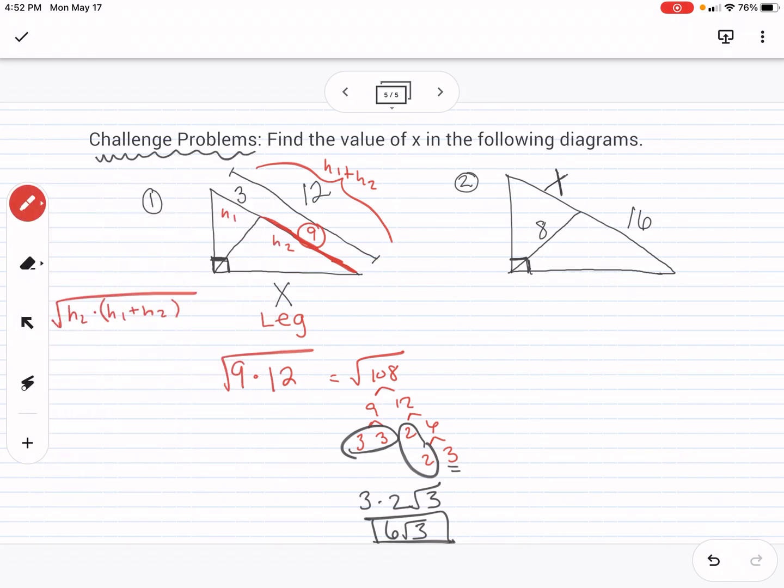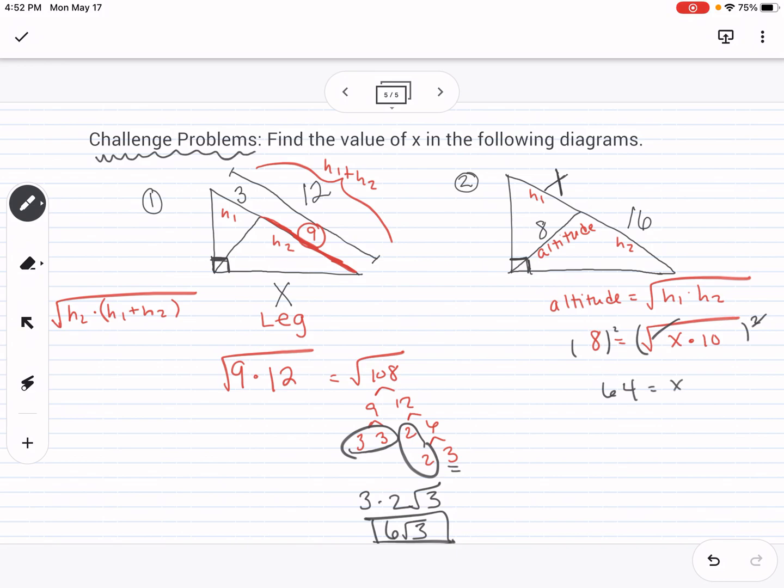On this next one, they actually gave us the altitude. And they want us to find one of the segments of the hypotenuse. So here we're going to work backwards. So the altitude is equal to h1 times h2 square rooted. We know the altitude's h. We don't know h1. We have x. And h2 is 10. So here we're actually solving for x. The opposite of square root would be to square it. So we get 64 equals x times 10. The opposite of multiplying 10 would be to divide 10.